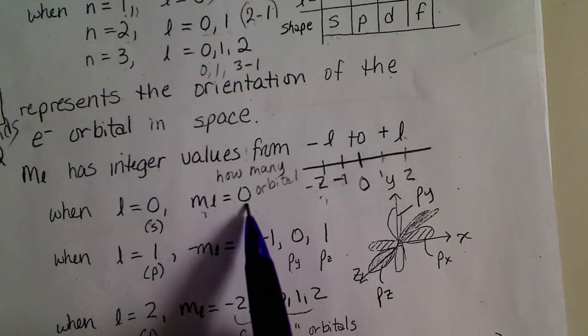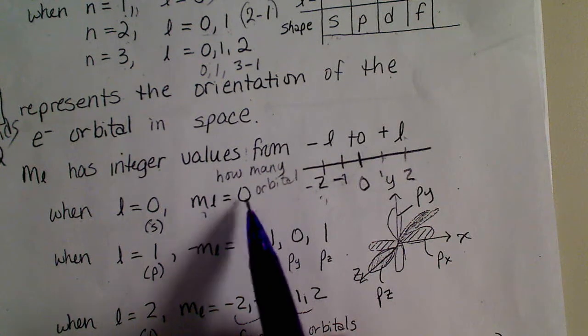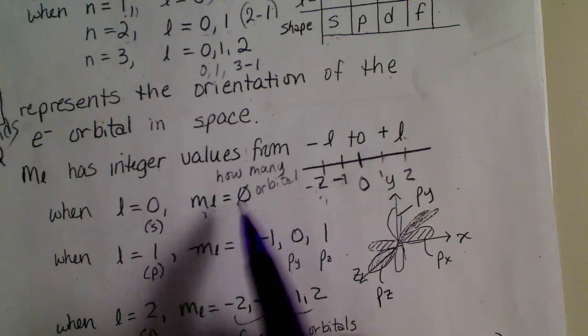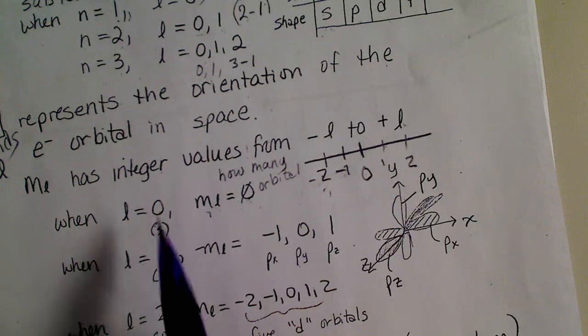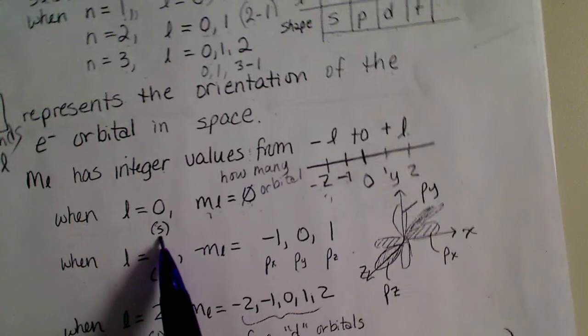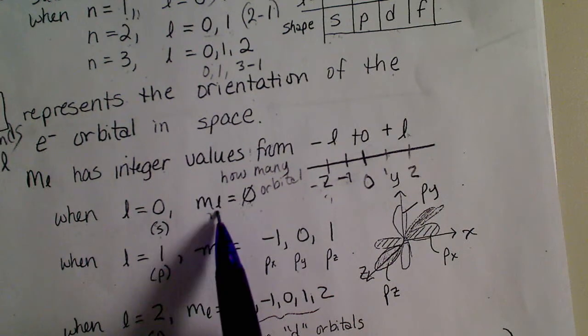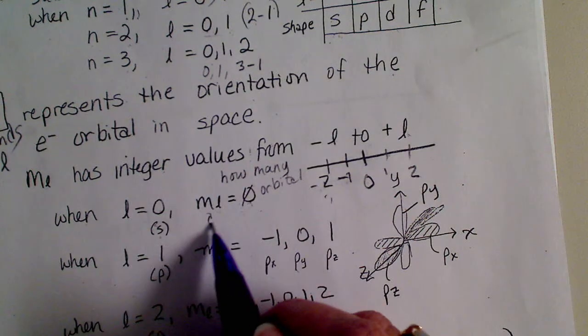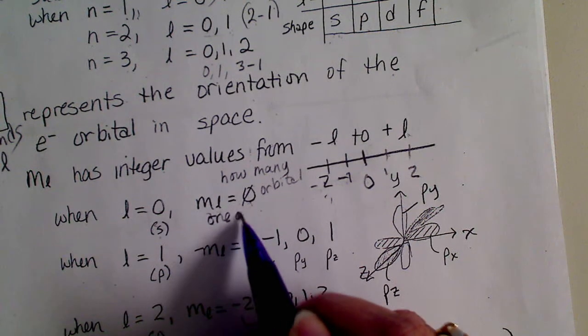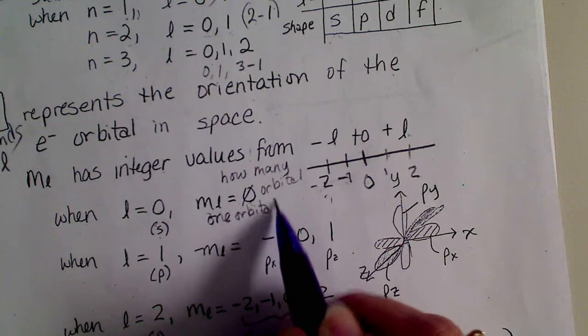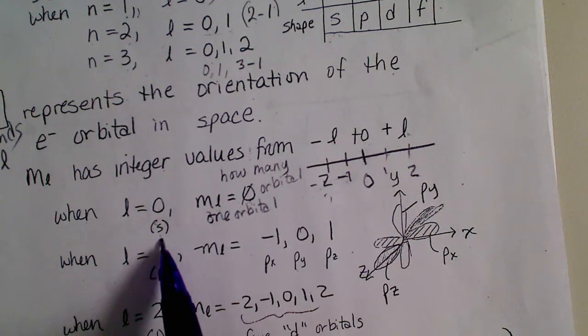So there's only one value for m sub l, and that value is 0. So there's only one, that means there's only one orbital. So when l equals 0, that means that there's an s orbital, and m sub l, one value, means there's only one orbital in the s subshell.